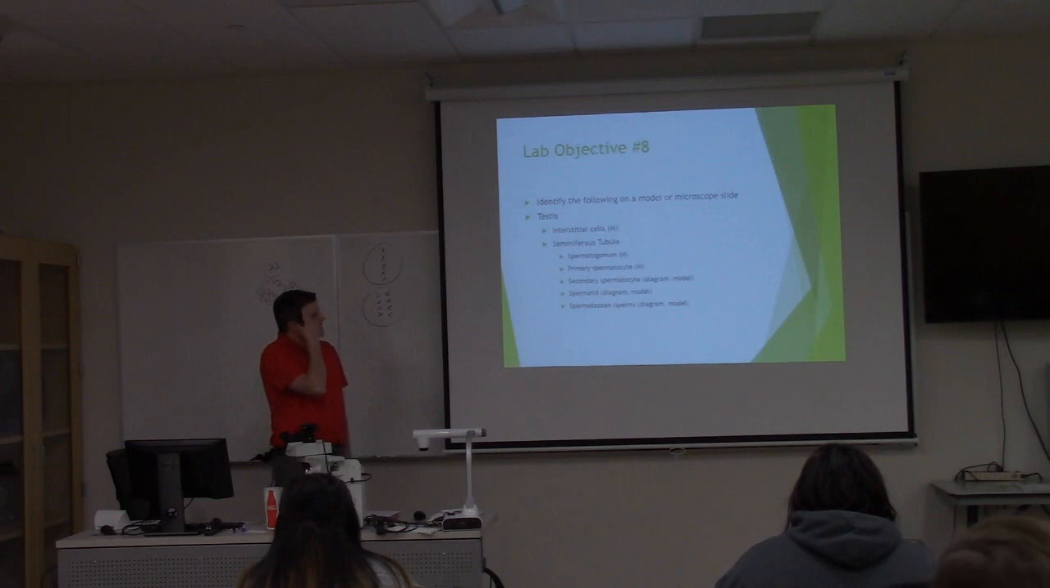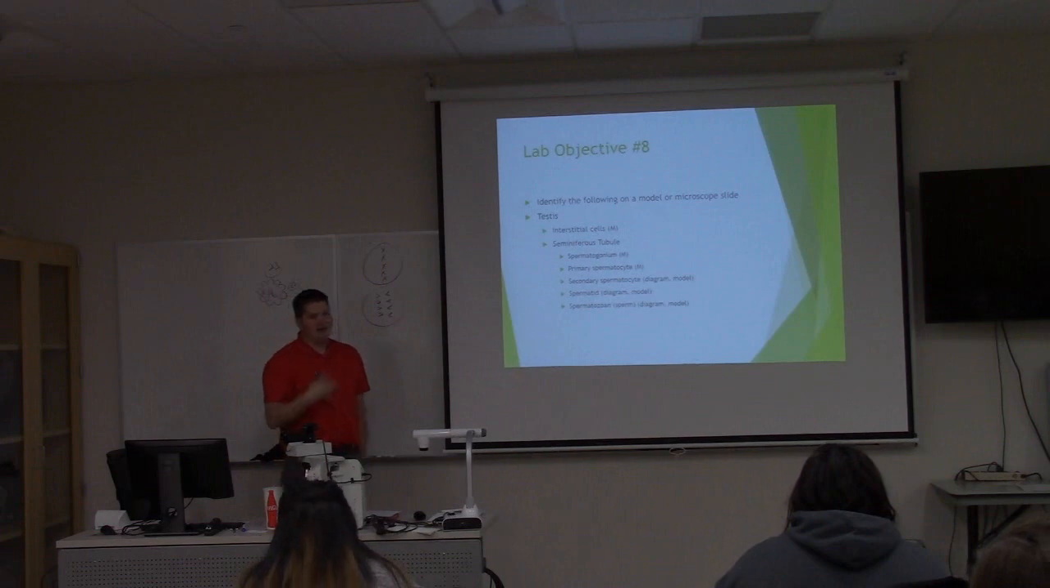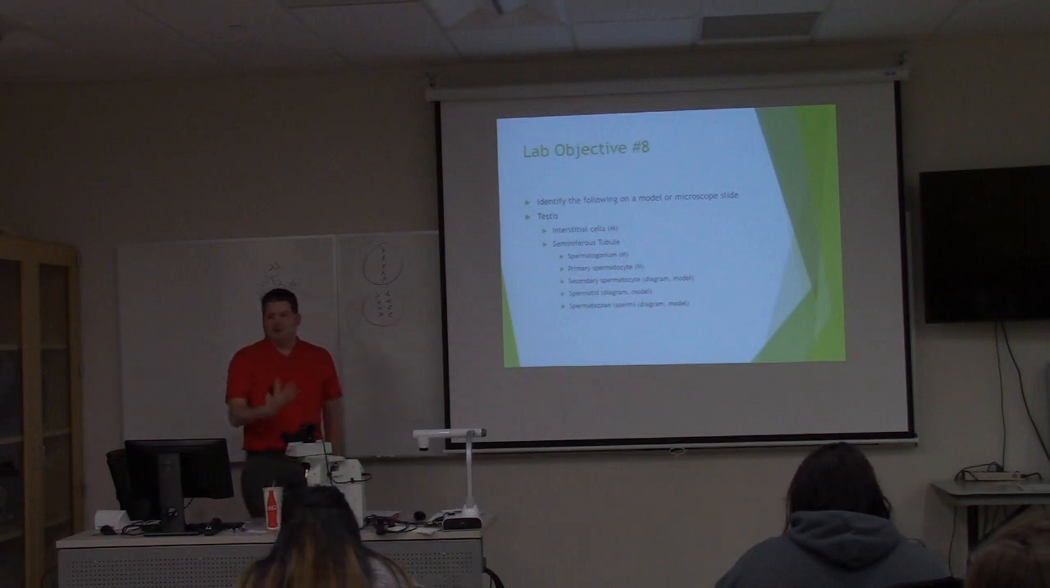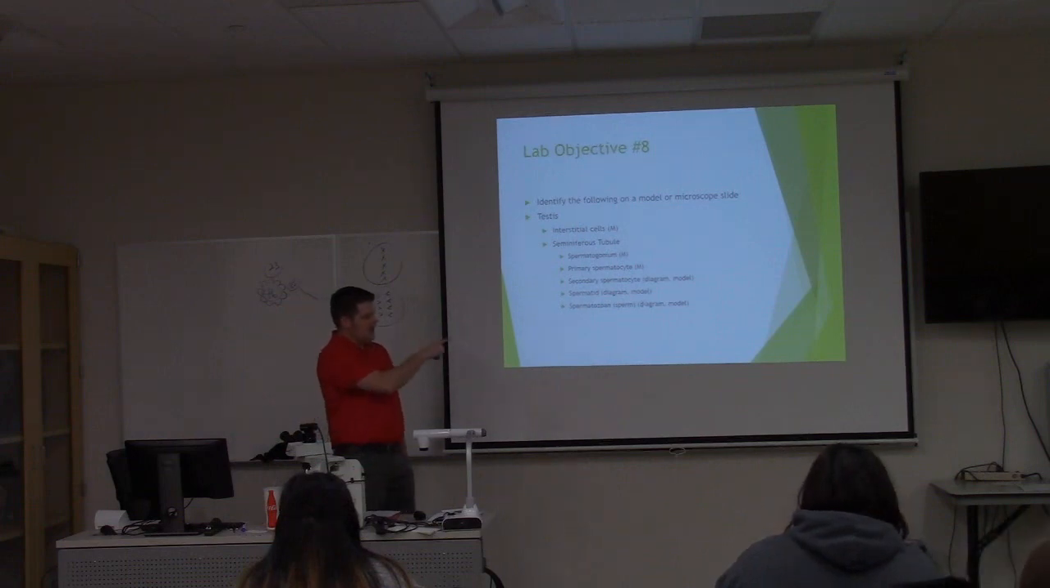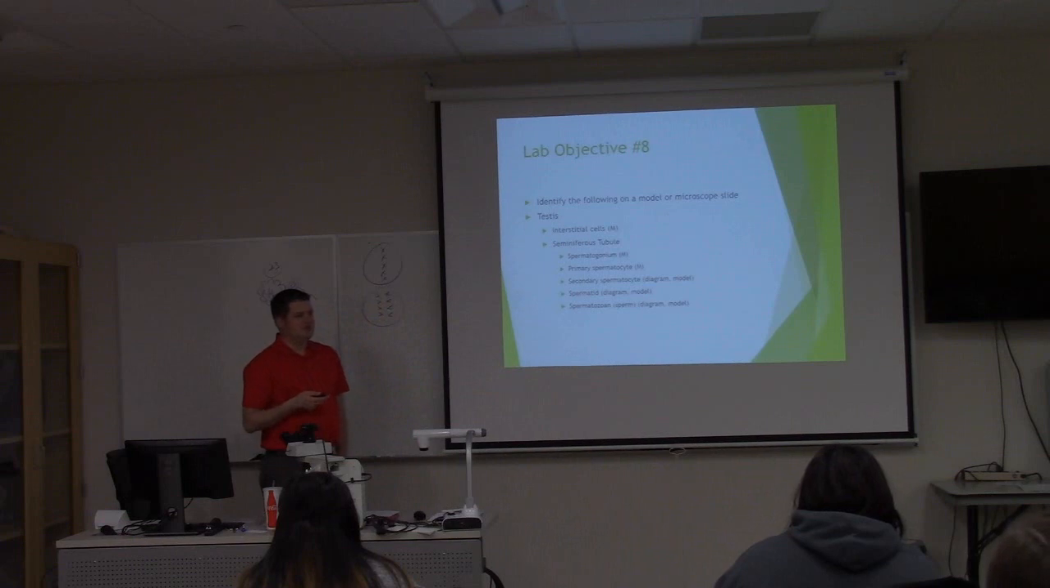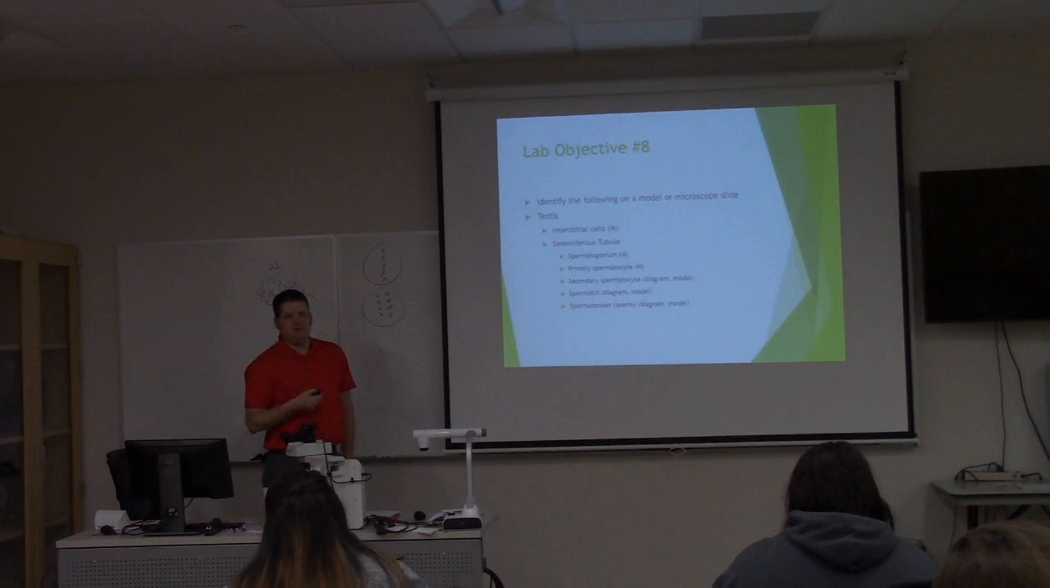Objective 8 asks us to identify the following on a model or a microscope slide, and that's where you're going to get some time to do this. Once we're done, we have a small worksheet, and then we have the models that we can pass out and get under the microscope. I've put in parentheses behind each one of these a large M, which indicates you can find it on the microscope, so you know which ones to look for under the microscope.